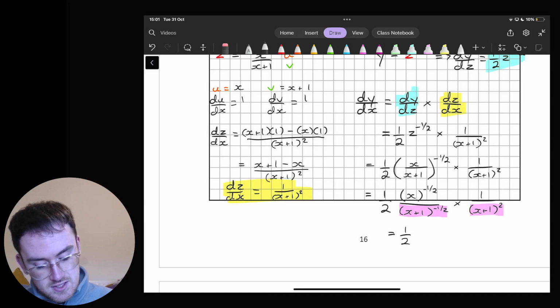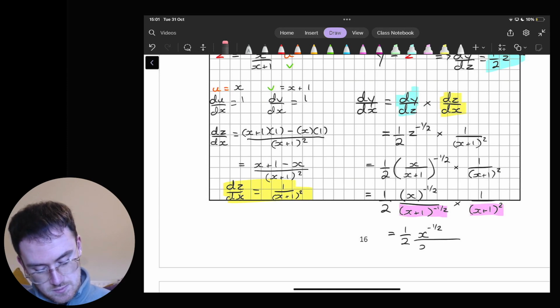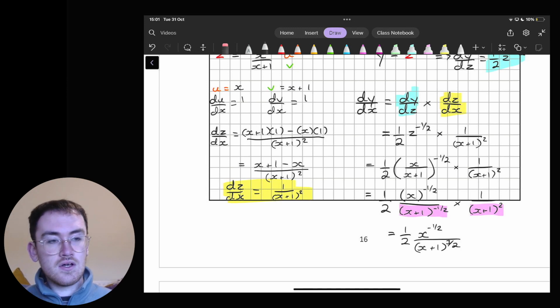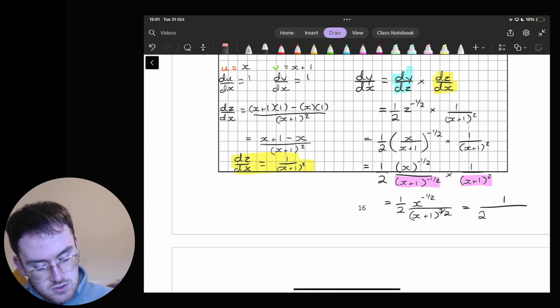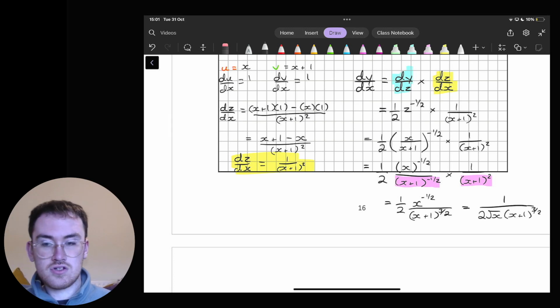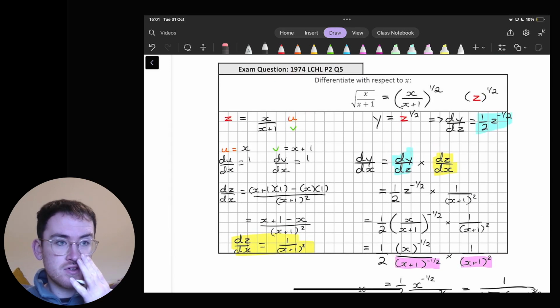So I'll have a half times x to the power of minus a half over x plus 1 to the power of 3 over 2, and we can probably just bring this all together as 1 over 2 root x, x plus 1 to the power of 3 over 2. Okay, so a complicated enough ending to our question there, but the actual basis for it remains the same.